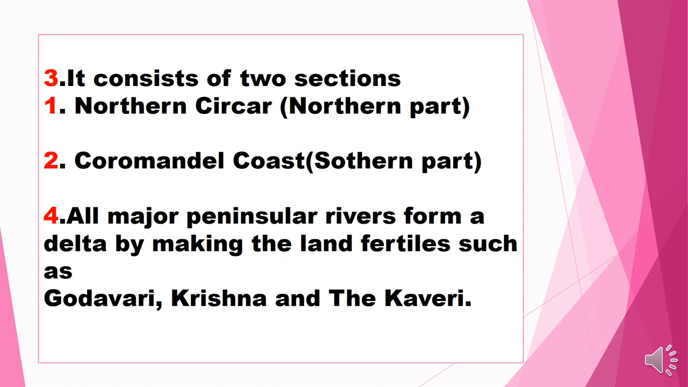So we can say that the Eastern Coastal Plain is divided into two sections, the Northern Circars and the Coromandel Coast, and it is a very fertile area due to many rivers draining into the Bay of Bengal. So these are the features of the coastal plain area.